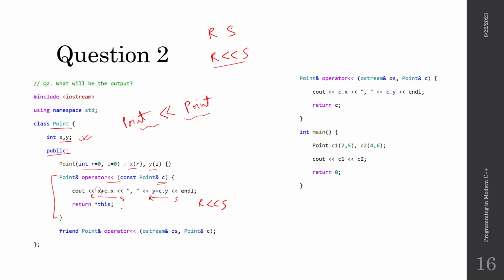Finally, what we do is we dereference this pointer and then we return it. So basically it returns a reference to the r class.